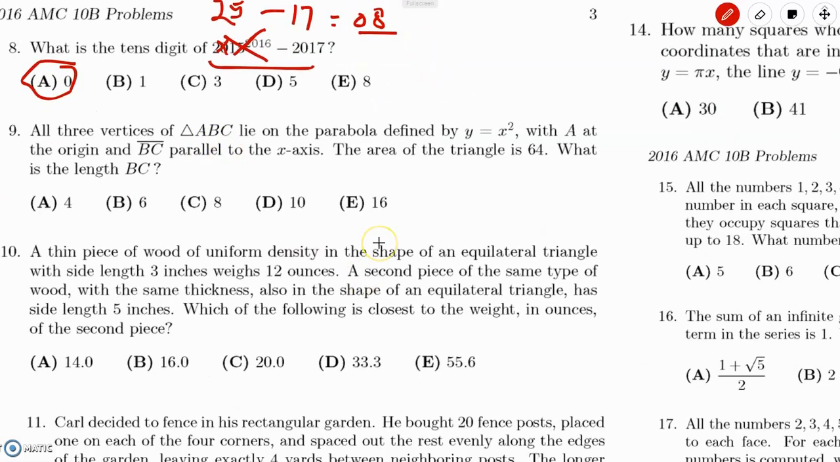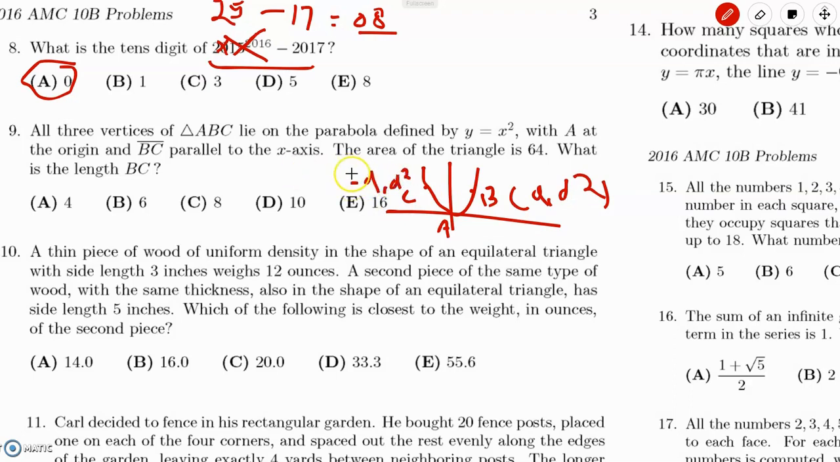Number 9. All three vertices of triangle ABC lie on the parabola defined by y equals x squared, with A at the origin and BC parallel to the x-axis. The area of the triangle is 64. What is the length BC? So essentially we have this parabola over here. We have A at the origin, so that's 0, 0. And let's just say B is at point D, D squared. And then C is at point, since it's parallel to the x-axis, C is at point negative D, D squared.